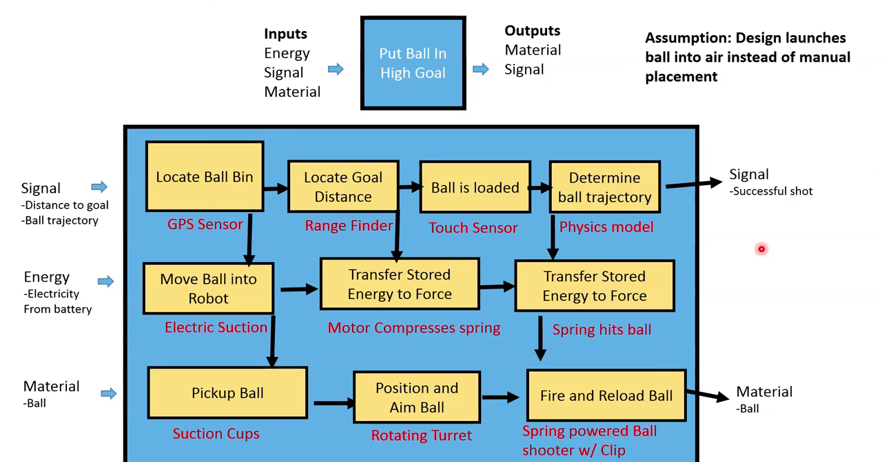But the beauty of this function diagram tool is that it doesn't have to be just what I've come up with here. You can run another iteration and make a big list. We perform the same function, but instead of using a GPS sensor, we just have somebody using the controller to drive the robot to the ball bin, and somebody using a controller to locate the goal distance, and to make sure the ball is loaded visually, and to determine the ball trajectory visually. So if you want to use this tool, I think it'd help you list out a bunch of different options to perform a function.